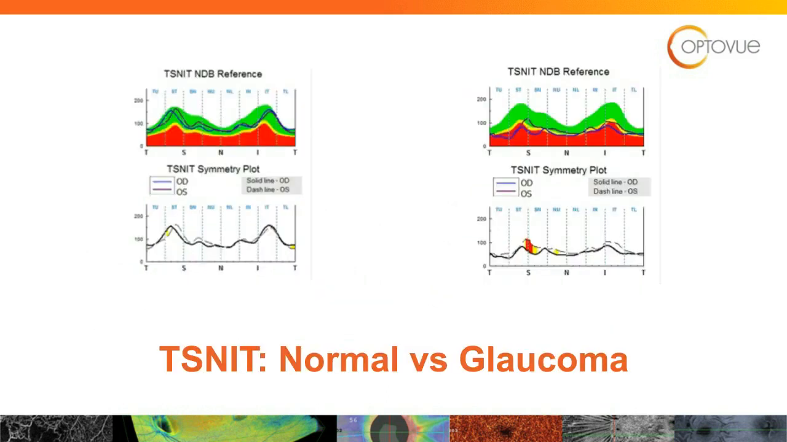Here's an example of using the TISNET to our advantage. On the left-hand side, we can see that the TISNET area is very symmetric. Those two curves follow each other quite well. While on the right-hand side, we can see that the solid line is the right eye, so that would be the one being affected on the bottom right-hand side where we see that particular scan. And the left eye is much higher, so it's being flagged. That red area between the right eye and the left eye, right on the border of the supratemporal and supranasal, is being flagged for having some asymmetry. And that's an example of a patient with glaucoma.